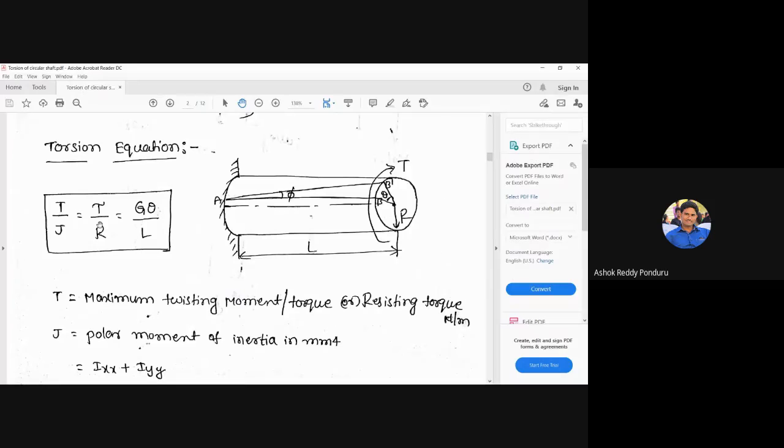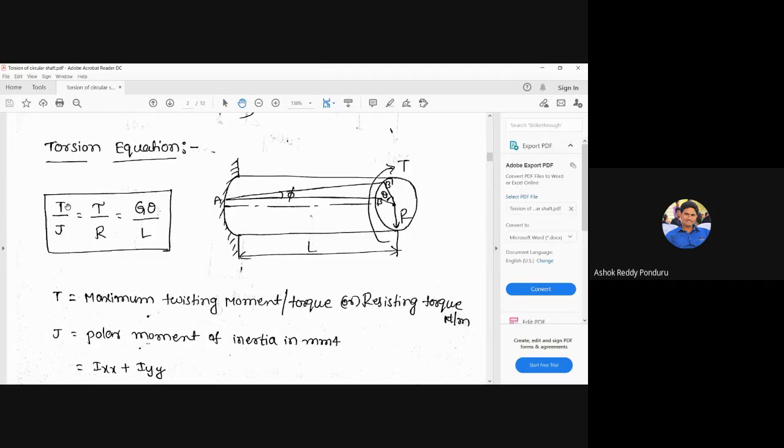T by J is equal to tau by R is equal to G theta divided by L. This equation looks like the bending equation. First I am going to discuss each and every term in this torsion equation. Please remember, very important: T by J is equal to tau by R is equal to G theta divided by L. I am going to explain each and every term.